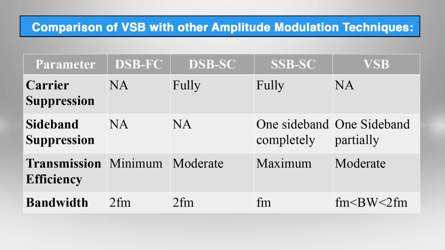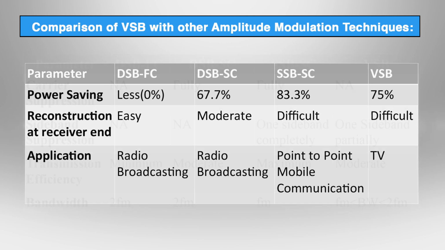Bandwidth is the same, that is twice the modulating signal frequency, represented by 2fm, for double sideband full carrier and double sideband suppressed carrier, whereas it is simply fm for single sideband modulation, and the bandwidth is between 2fm and fm for the vestigial sideband.